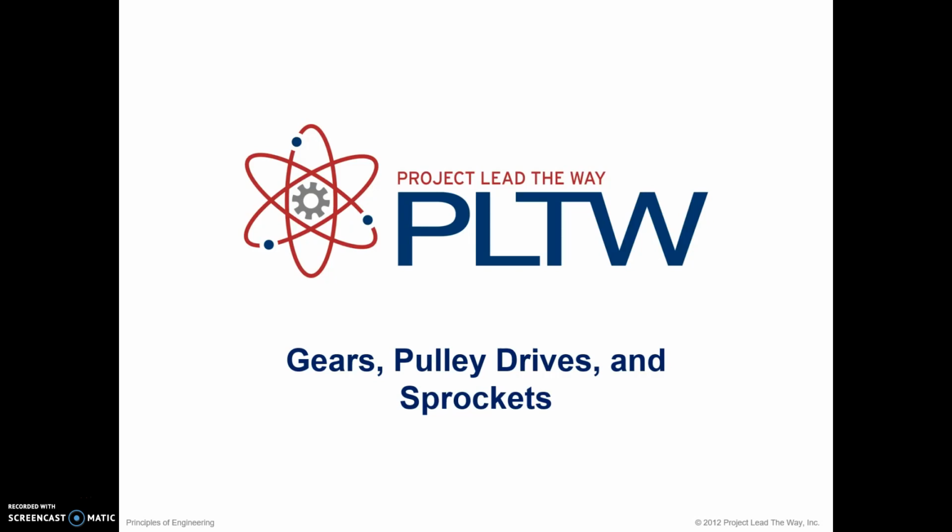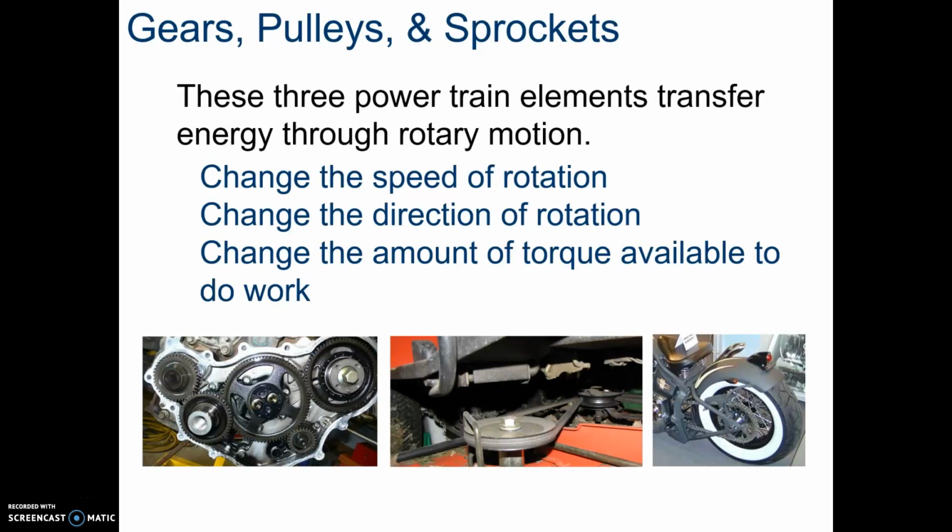We're going to look at some new machines that deal with simple machines that add to our knowledge about mechanisms and devices. So here we go. Gears, pulleys, and sprockets. The three powertrain elements transfer energy through rotary motion. Write this down, please. The three changes. They change the speed of rotation, change the direction of rotation, and change the amount of torque available to do work.